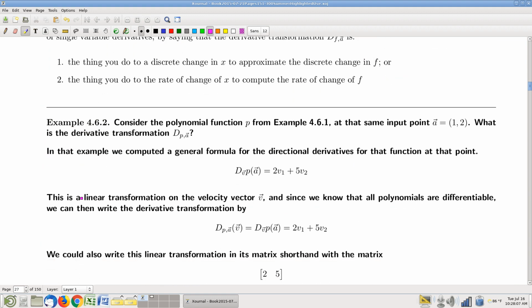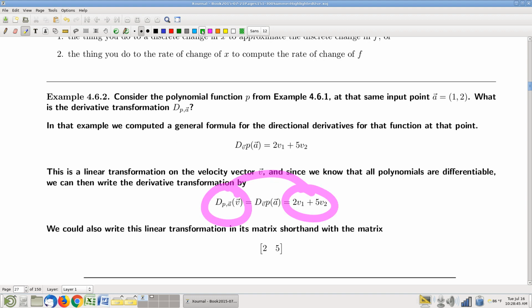Okay. So here's our first example, and we already computed for this previous example that all of the directional derivatives could be computed by this formula. This is how we're going to write down the derivative transformation. We know that the derivative transformation, if it exists, which it does in this case, will compute directional derivatives, which we know are computed by that formula. So this linear transformation is computed by that formula, and then we can write down a matrix. Remember our matrix shorthand for linear transformations is just that matrix 2, 5. Everybody good?